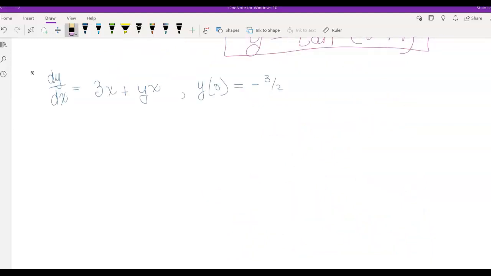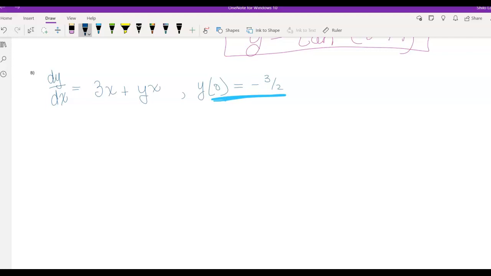And let's look at one more initial value problem. For this one, we have dy over dx is equal to 3x plus yx, and y of 0 is equal to negative 3 halves. So again, we're going to hold on to this guy for later. And right now we just want to start by finding our general solution.